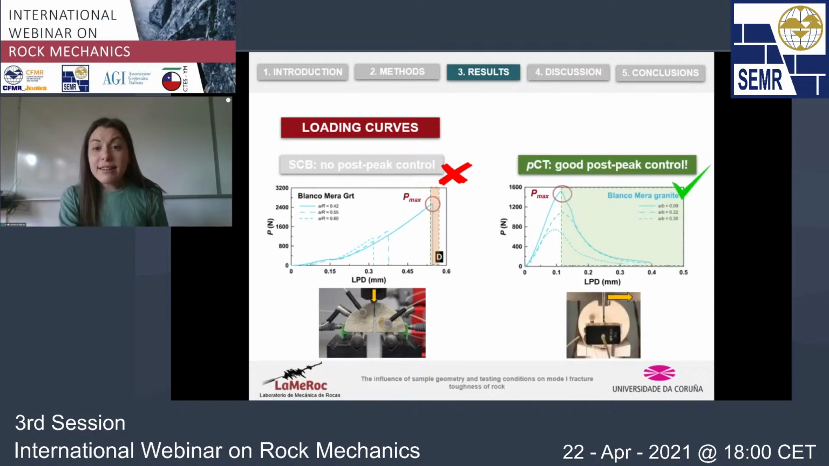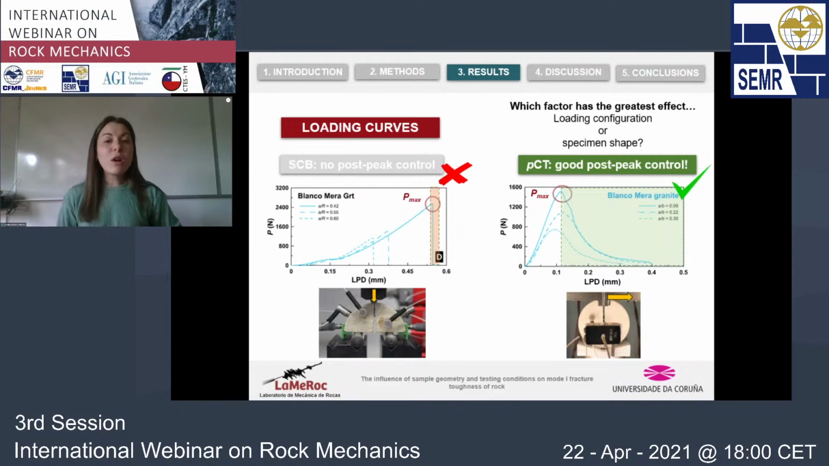On the other hand, if we take a look at the curves for the PCT, we also see that as this steel jaw here is moved, we observe that the load increases up to the peak. But then after this point, we have a very good control on the propagation of the fracture. And we have to further move the steel jaw to have further fracture propagation. So from this experiment, we can have much more information regarding the propagation of the fractures than in the case of the SEV.